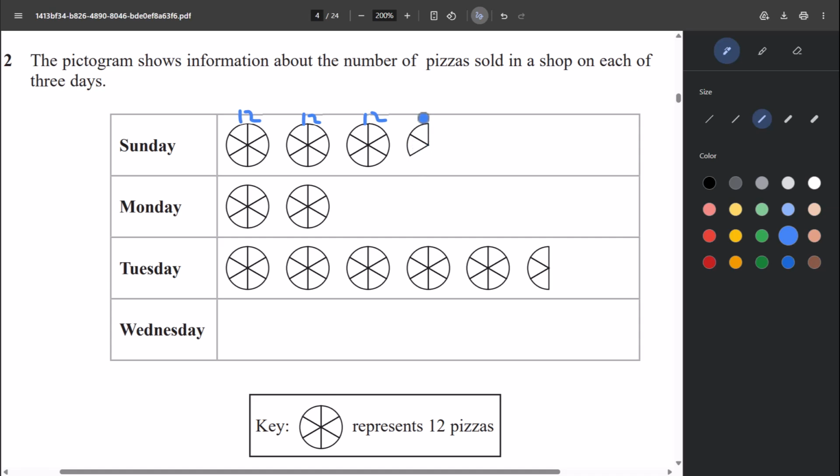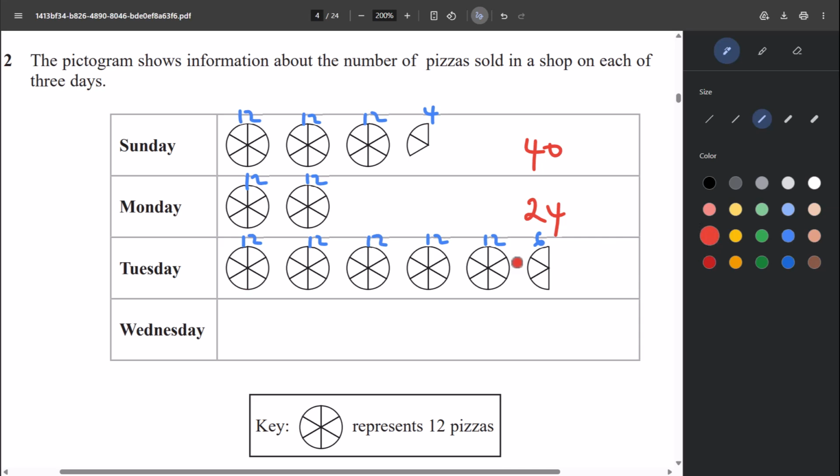So here you have 2, 2, so you have 4. So a total of 36 plus 4. You get a total here of 40 pizzas. And on Monday also, you got another 12, and that makes a total of 24 pizzas. And on Tuesday, again here, you got 12, 12, 12, 12, 12, and of course, you have 6 pizzas here.